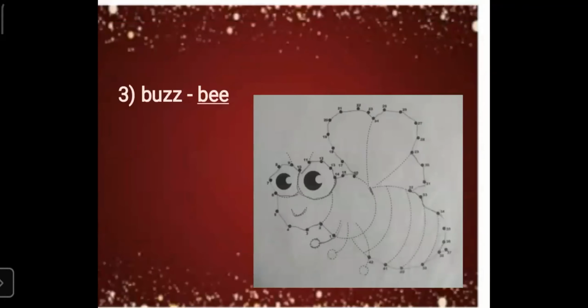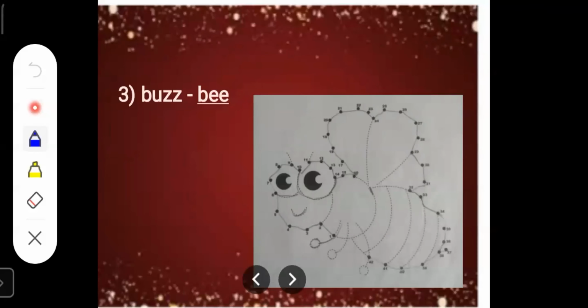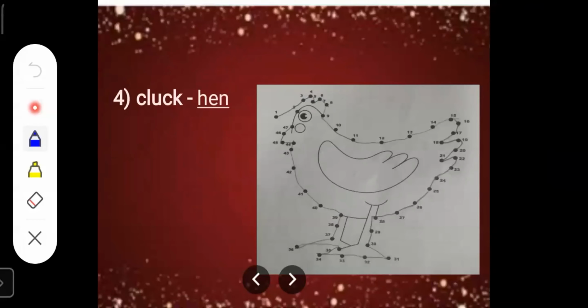Then is buzz. See, buzz is the sound made by a bee. So here you will write bee and you will form a picture of a bee. Okay. Next is cluck. Cluck is the sound made by a hen. So here you will write H-E-N, hen, and you will join the dots and make a hen.